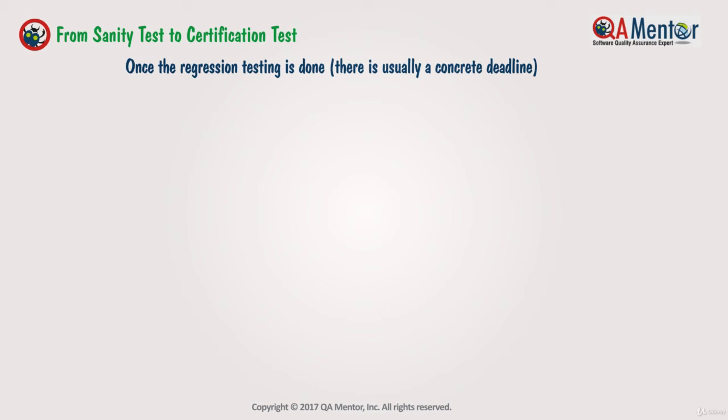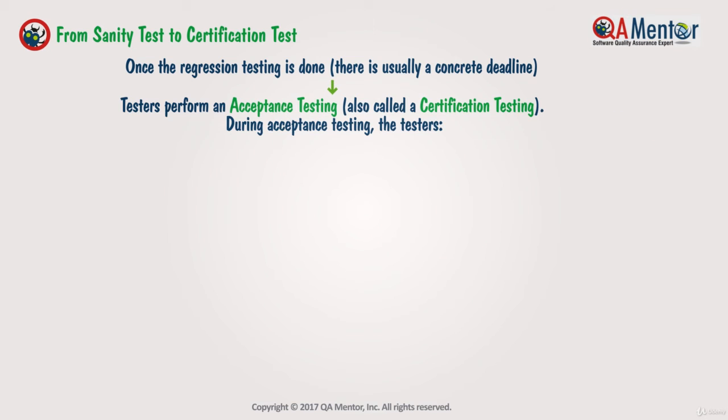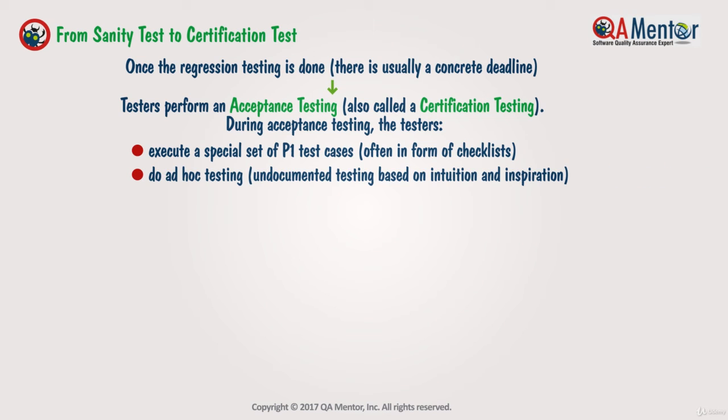Once the regression testing is done, there is usually a concrete deadline. Testers perform an acceptance testing, also called a certification testing. During acceptance testing, the testers execute a special set of P1 test cases, often in form of checklists. Do ad hoc testing, undocumented testing based on intuition and inspiration. Sometimes when a young startup has an important release, for example, its first release, the whole company stays overnight to do acceptance testing.